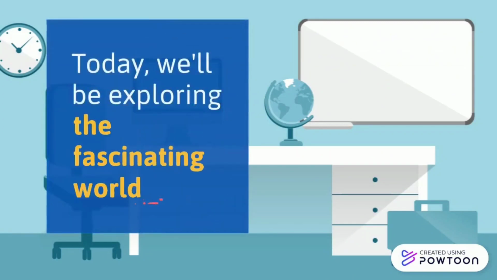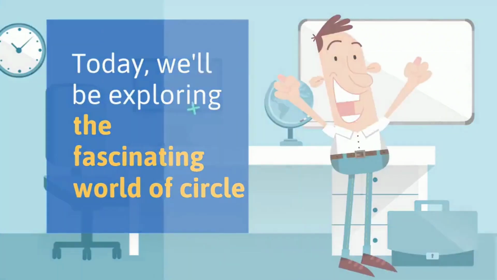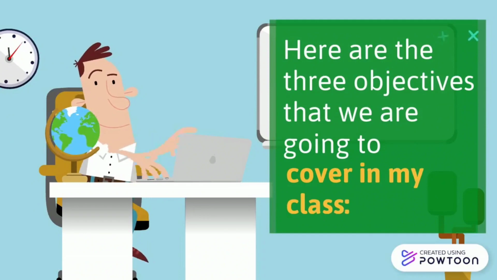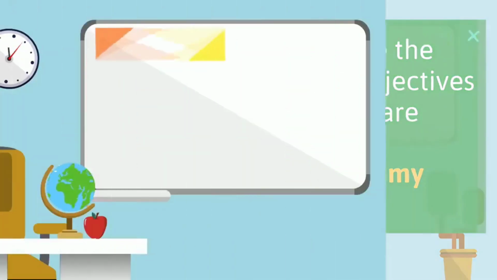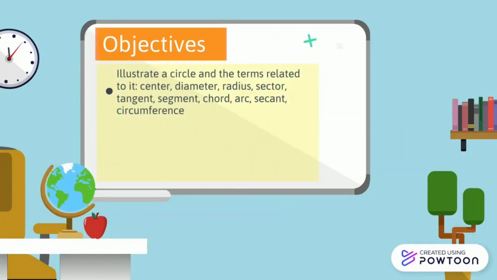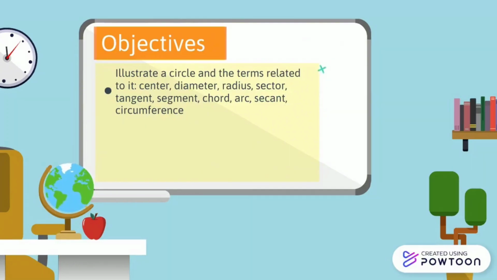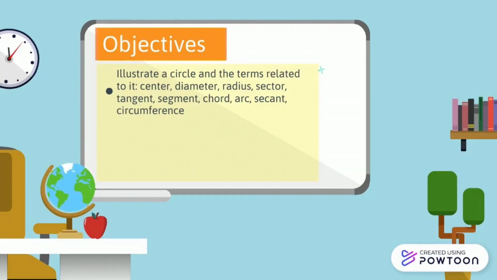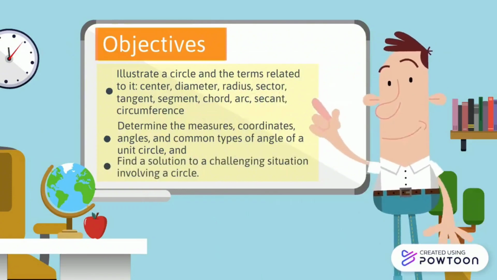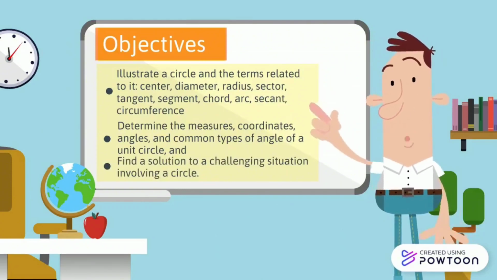Today, we'll be exploring the fascinating world of circles. Our objectives for today include: illustrate a circle and the terms related to it: circumference, radius, diameter, chord, center, arc, segment, tangent, secant, and sector. Determine the measures, coordinates, angles, and common types of angle of a unit circle. And lastly, find a solution to a challenging situation involving a circle.